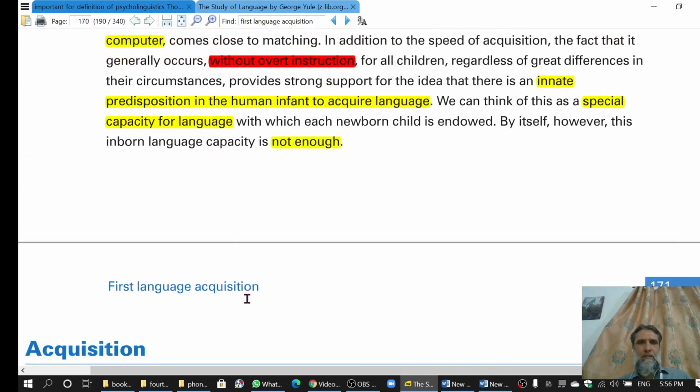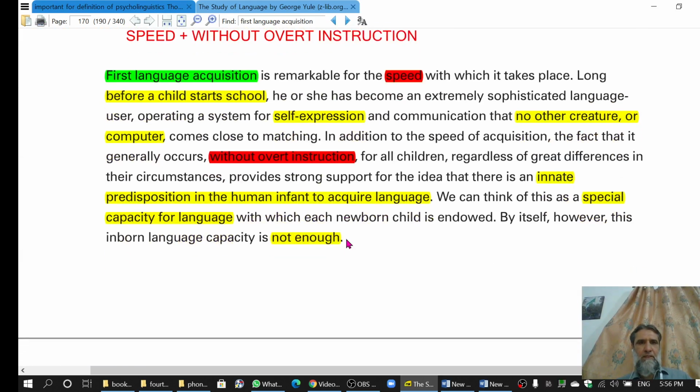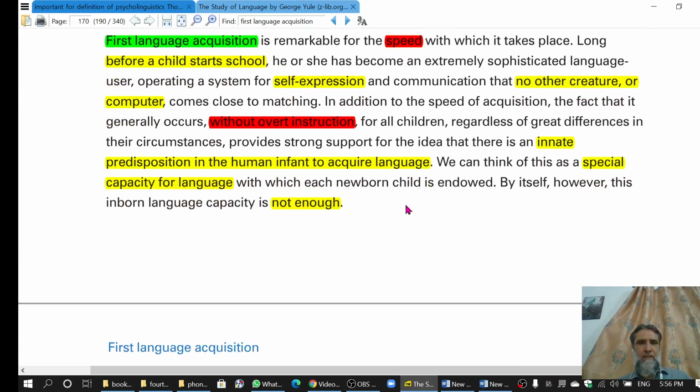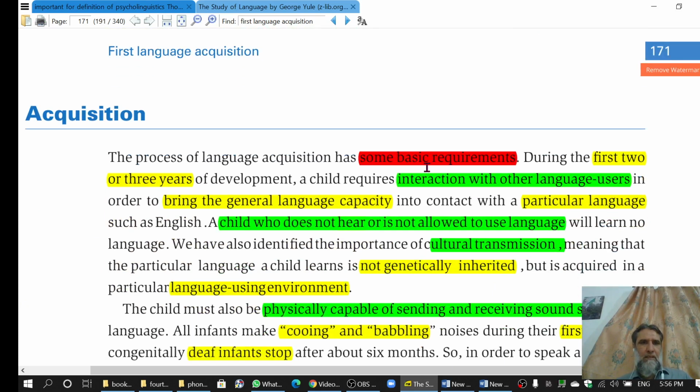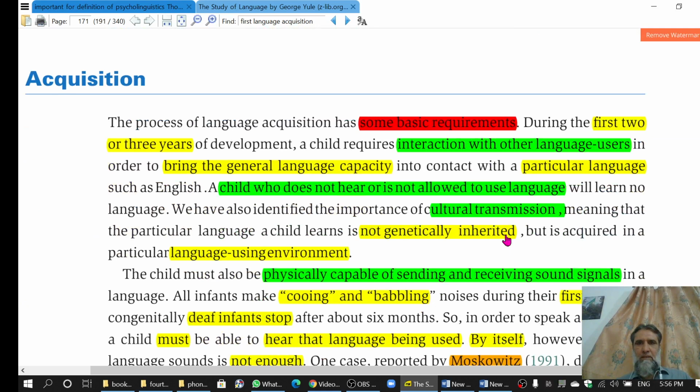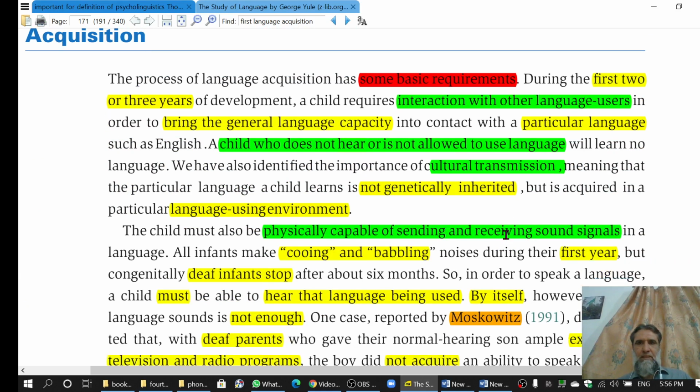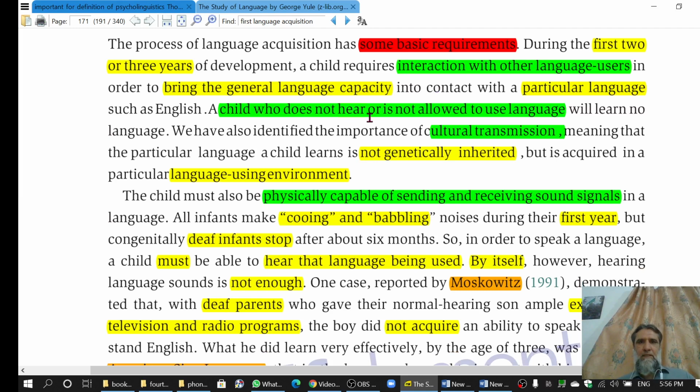second go. In the first one, we learned that language is learned with remarkable speed, and that it is done without instruction of the parents. And secondly, that there are some basic requirements for the acquisition of first language. The first one is that there should be interaction, conversation of the child with the other language users. The second is that the child must be able to hear and must be allowed to use language.